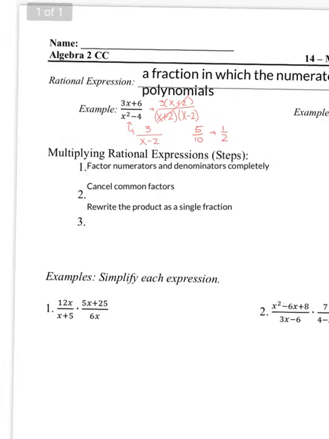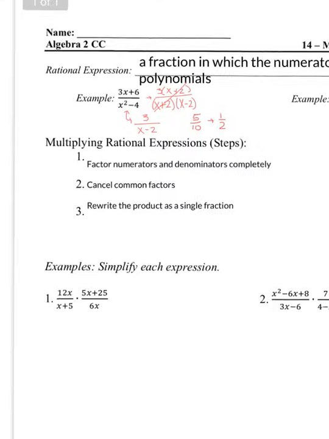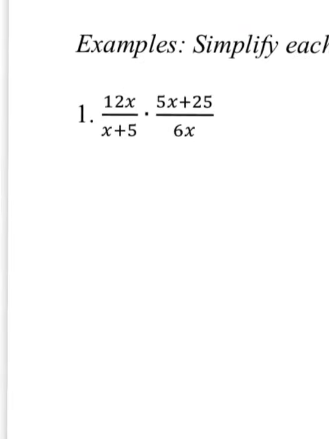The new steps. So for number 1, we have 12x over x plus 5 times 5x plus 25 divided by 6x. So I'm going to factor everything. If you want to do that on the side and make sure you get the right answers, that's fine too. 12x factored, can't do, it's 12x.